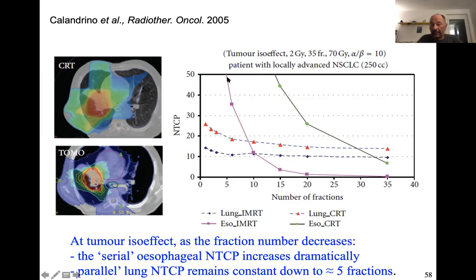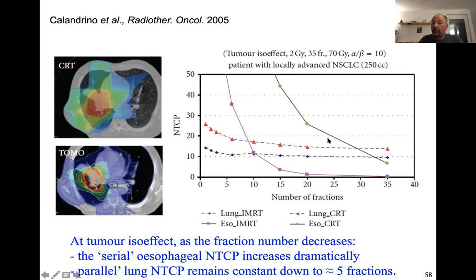And if you take this purple curve, this is esophagus in IMRT. So you see in both cases, for all number of fractions, this is the number of fractions, this is the NTCP. For all number of fractions, IMRT is doing much better than 3D CRT in treating this non-small cell lung cancer.